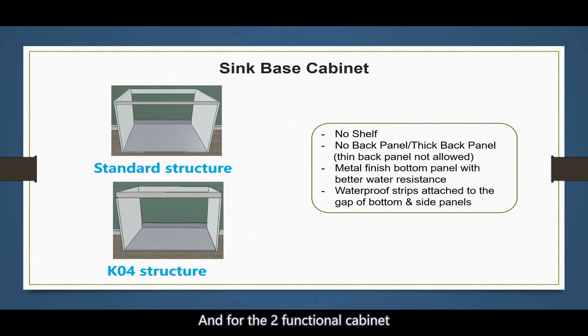And for the two key functional cabinets right here, the sink and the stove base cabinets, we start from the sink base cabinets. It has several special traits. The standard structure here is, as you can see, we do not have a thin back panel, and we do not have any shelves. And for the KO4 structures, we replace the aluminum strips with the bar handles as well. For the sink cabinets, usually we have no shelves because we have to install the big sink and the drainer system, so we have no place for the shelf. And usually we have no back panels since the water pipes usually go behind it.